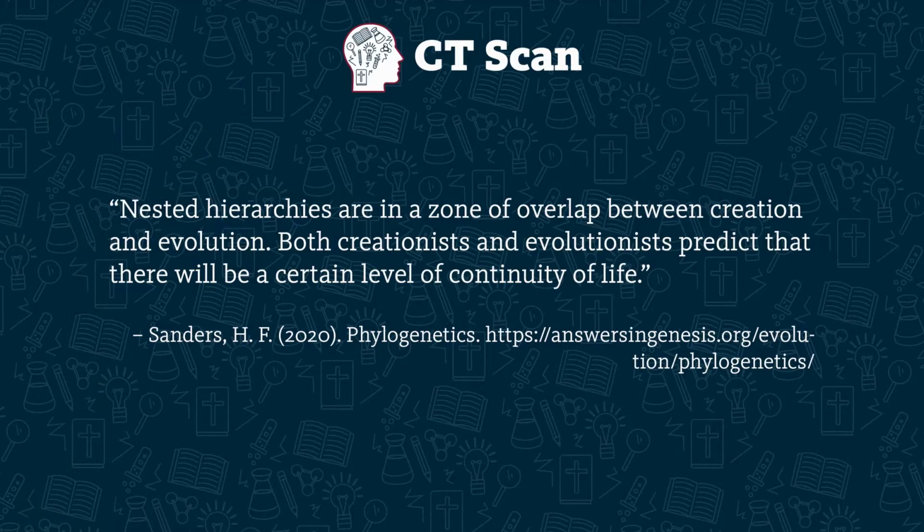What's an alternative biblical explanation for the nested categories, like mammals or tetrapods or vertebrates, that result when we classify living things based on their similarities? Well, as a helpful linked article by Harry Sanders points out, nested hierarchies are in a zone of overlap between creation and evolution. Both creationists and evolutionists predict that there will be a certain level of continuity of life.